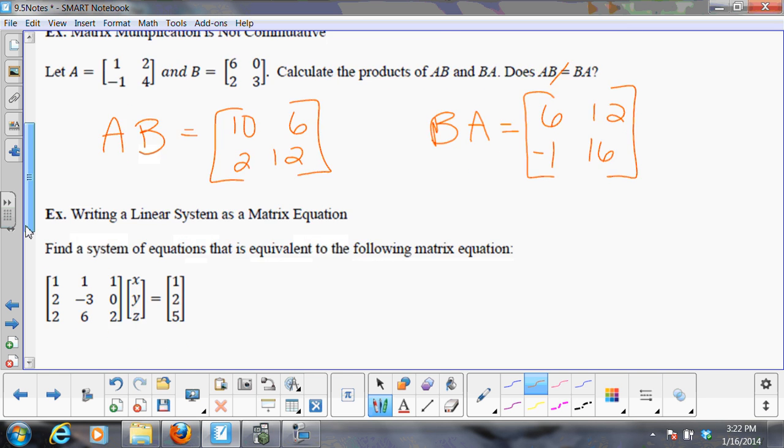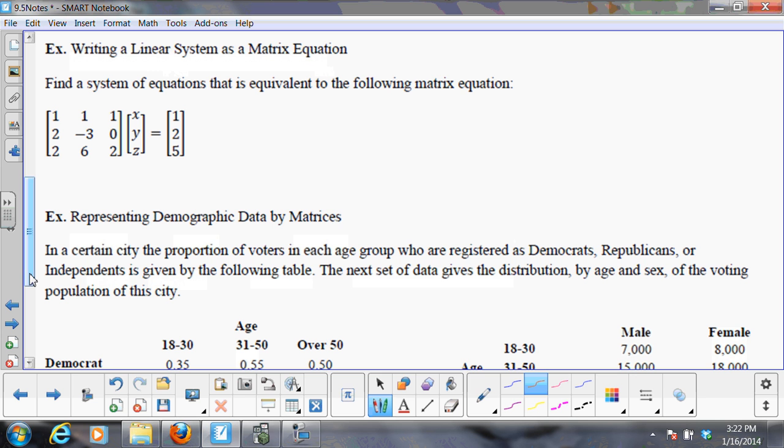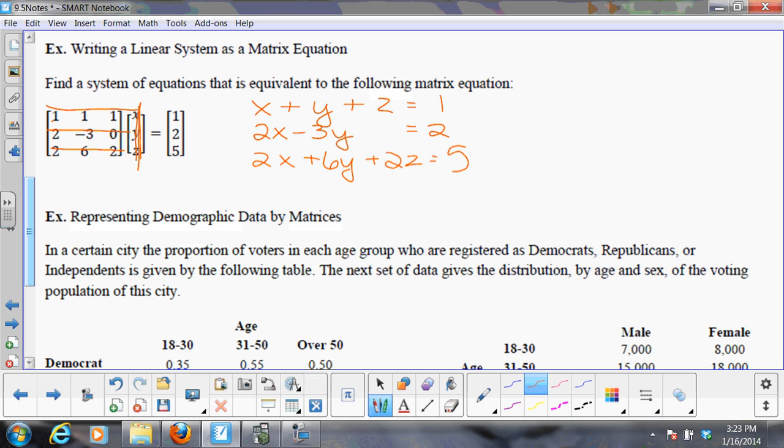Writing a linear system from a matrix, it's like timesing. You're doing your row by your column. So you get x plus y plus z is 1. Then we get 2x minus 3y, no z, equals 2 when we do the second row by column. And then we do third row by column. We get 2x plus 6y plus 2z is 5. And there's your first system.